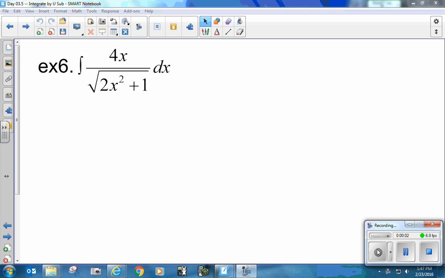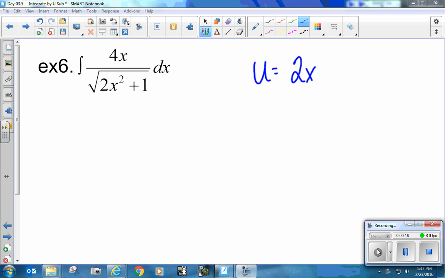All right. So use substitution again. Use substitution. What is going to be my u? Okay, and how do we know that? How do we know that's the right choice for my u and not my 4x?